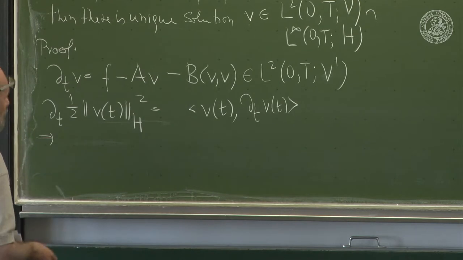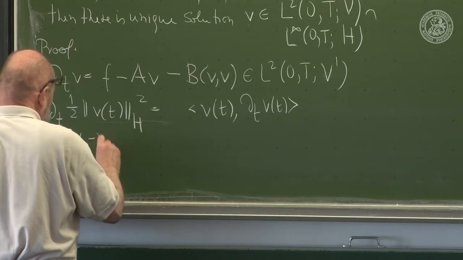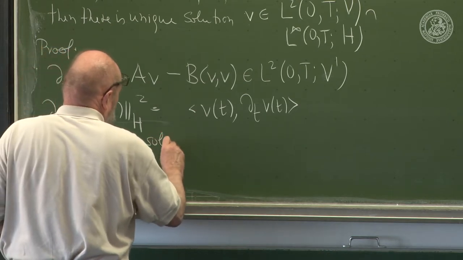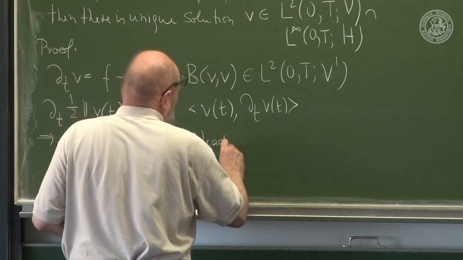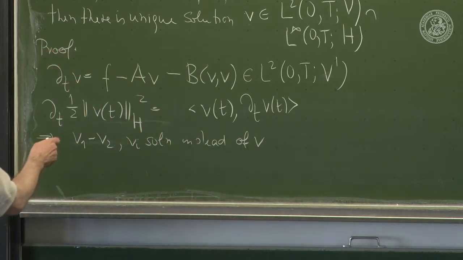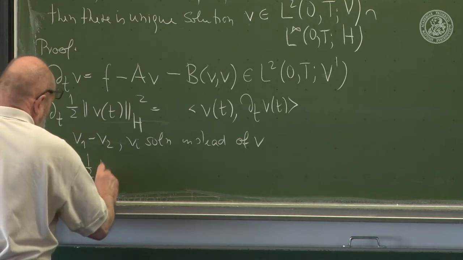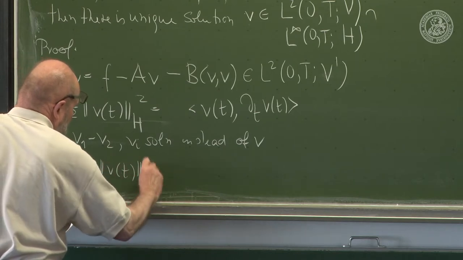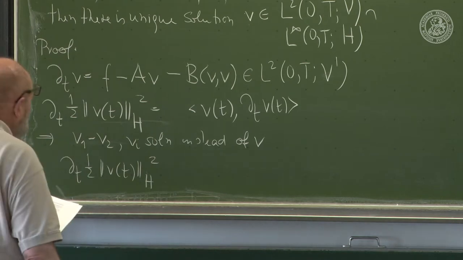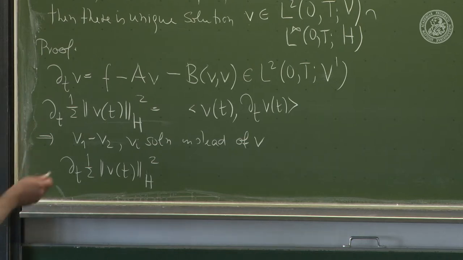So we now take V1 minus V2. Vi should be solutions. Instead of V. So for the linear part of the whole thing, nothing happens. So now for V being interpreted as the difference, we get here this time derivative of the H norm squared. Here we also get the corresponding A applied to the difference, and this is tested with V, so we get here AVV.